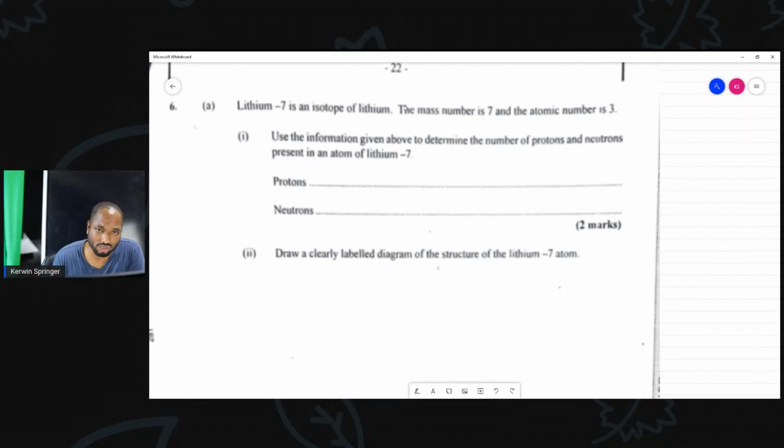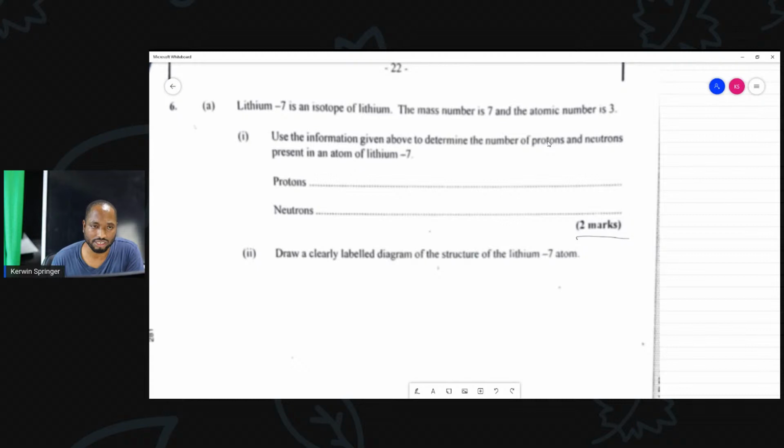Lithium 7 is an isotope of lithium. The mass number is 7 and the atomic number is 3. Using the information given above, determine the number of protons and the number of neutrons present. So this is a kind of state question. It's just 2 marks. Once you have the correct answer, they're giving you the mark.